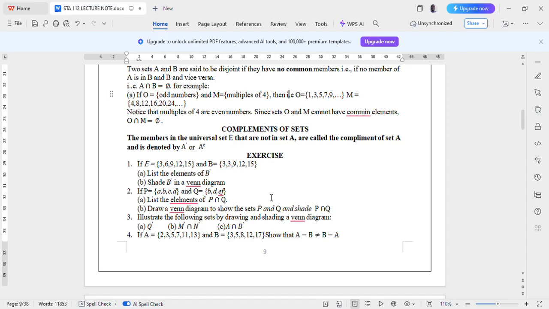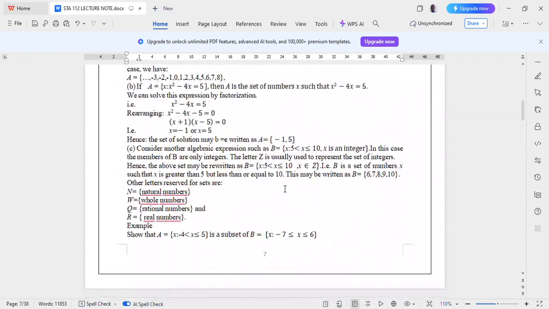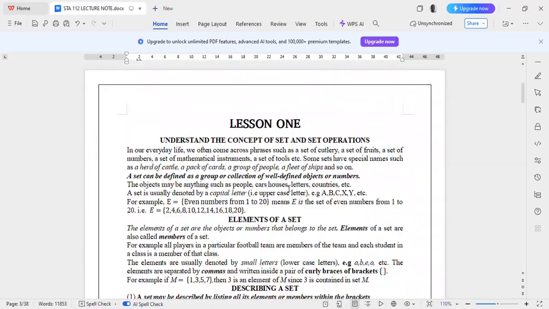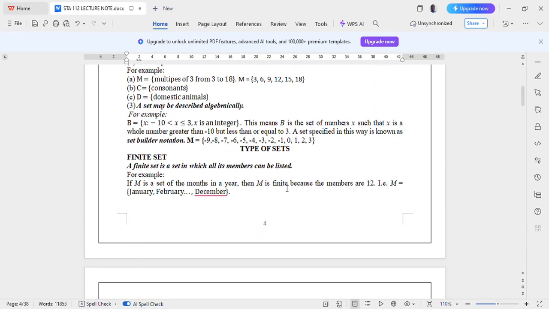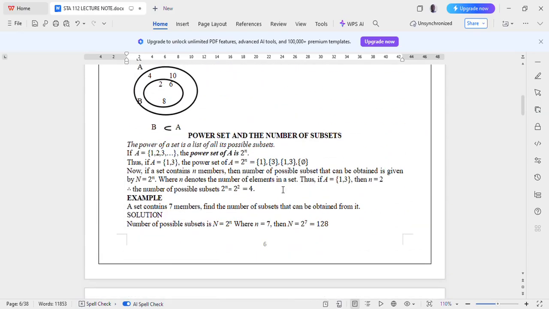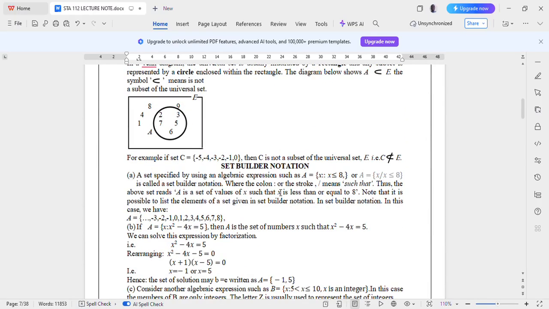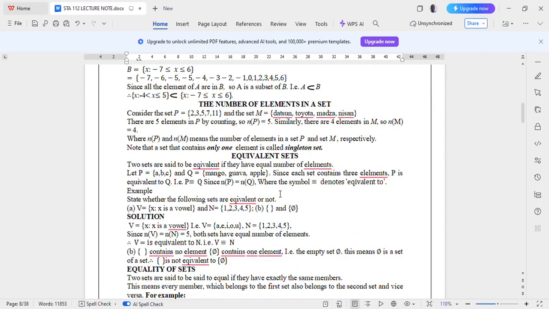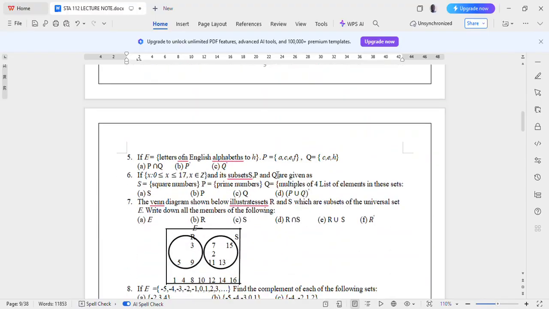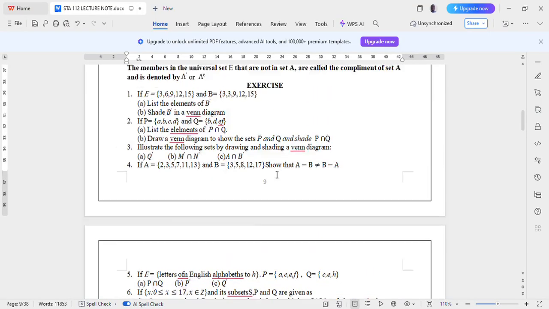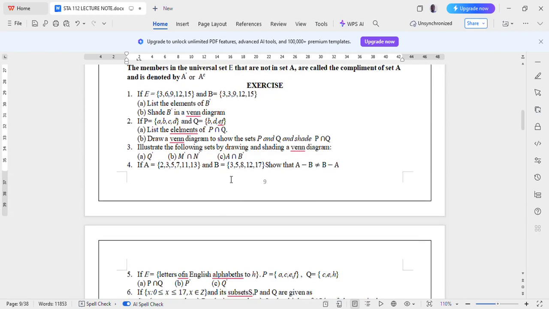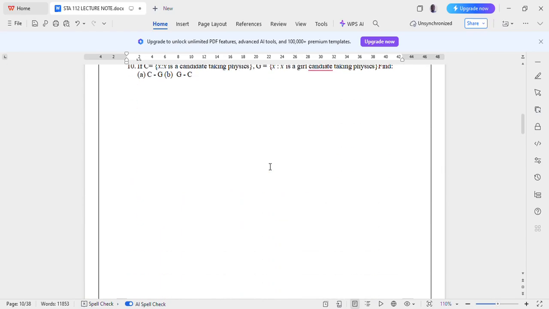So today we talked about the definition of sets, and from there the types of sets, describing a set, the Venn diagram, the power set and the number of subsets in a set, the universal set, set-builder notation, the equivalent set, the equal set, and the intersection and union of sets. So these are what we discussed, and please, all the exercises therein, I want you to do them religiously. Please make sure you go through them yourself.